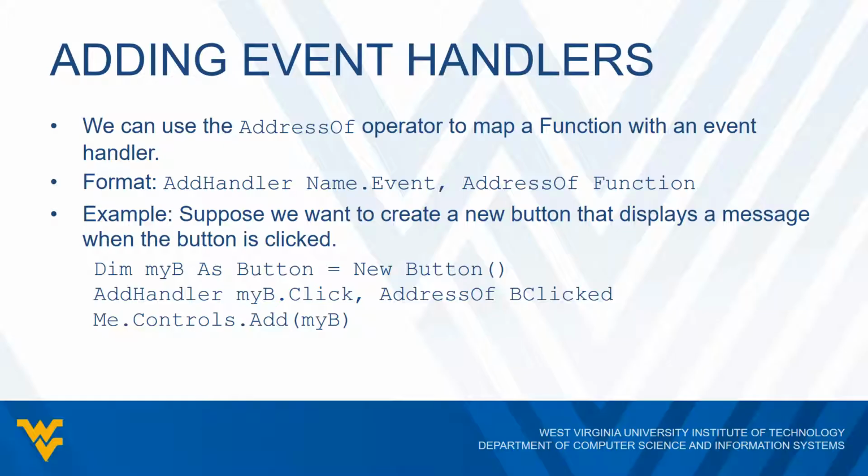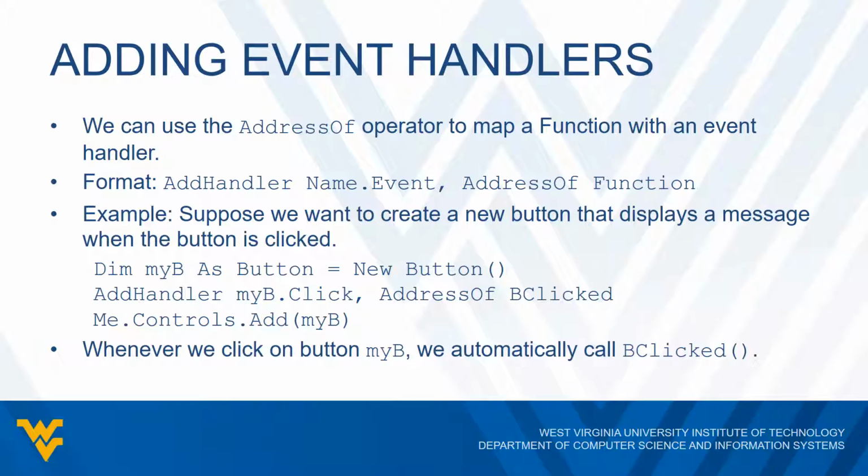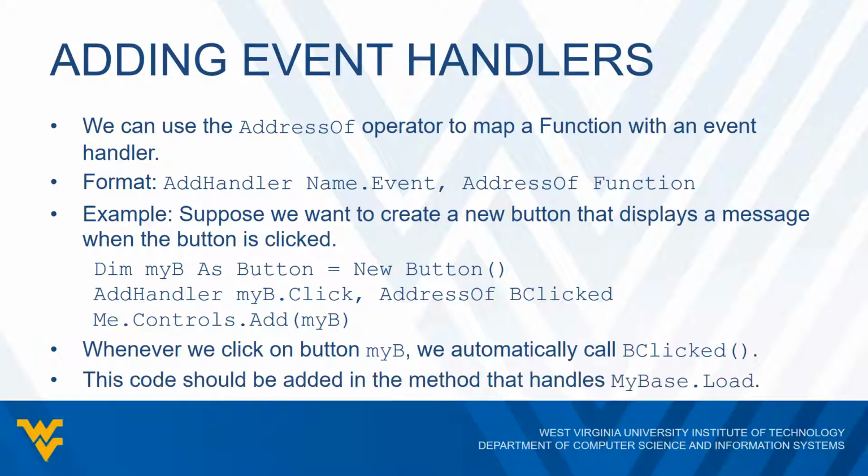So the idea with this is whenever we click on the button that's labeled myB, we're going to automatically call the bClicked method. Now we should mention that this code should be added in a method that handles myBase.load. So that would be like our initial form handler, but we should put that there. That way we can create the button and add it to our form, so that when the form is loaded, the button does display. It's kind of hard to interact with the button if it doesn't display on our form.